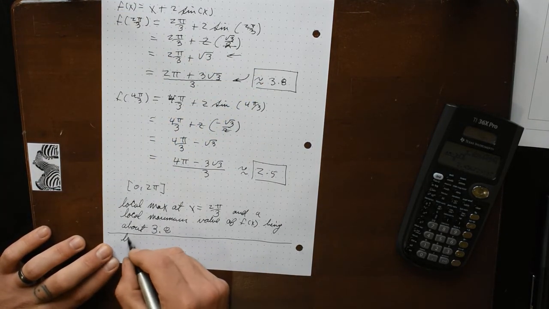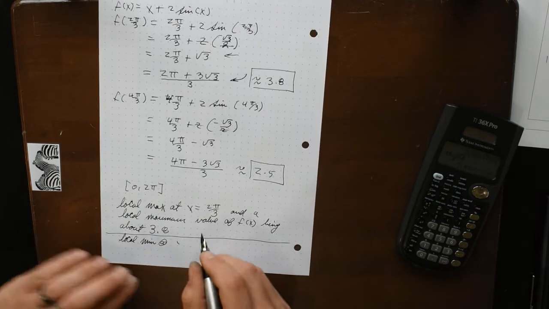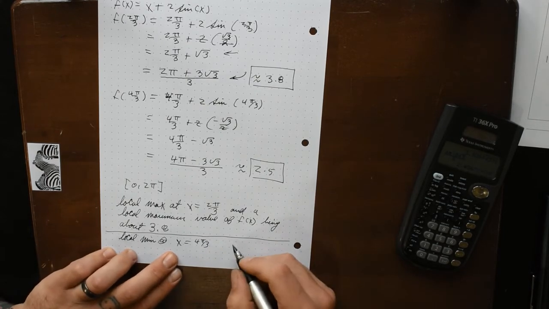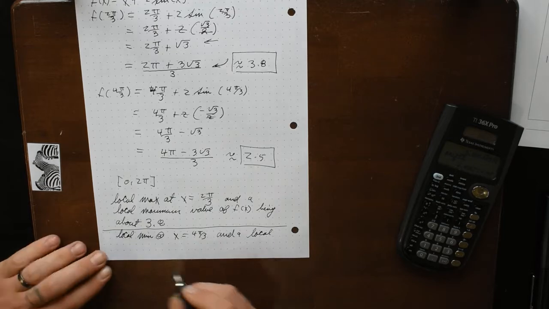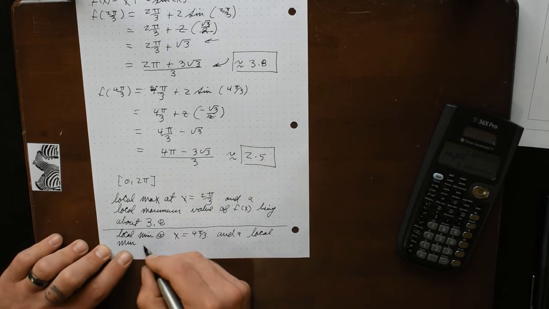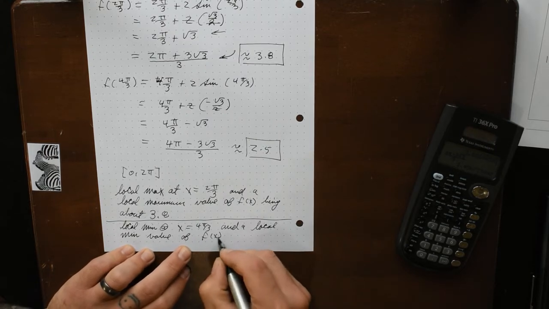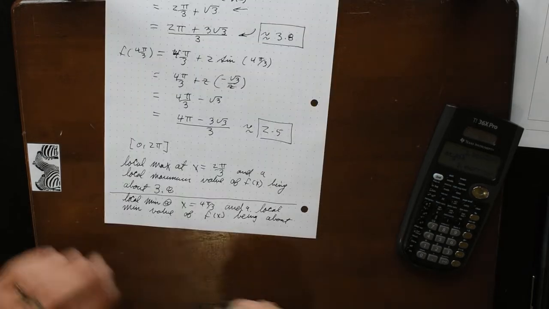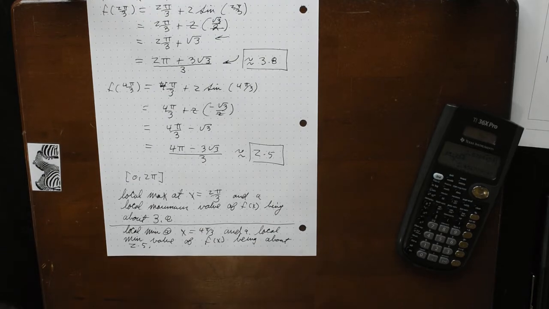We also have a local min at x equals 4 pi thirds, and a local minimum value of f of x being about 2.5. Perfect. So we have these extreme values.